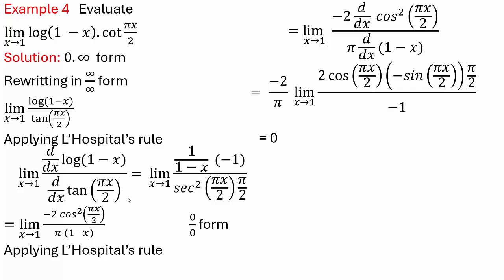And hence cos pi by 2 is 0, and hence this whole expression becomes 0, and hence limit x tends to 1 of log of 1 minus x into cot of pi x by 2 is equal to 0. Example 5. Evaluate limit x tends to a of a minus x into tan of pi x by 2a.